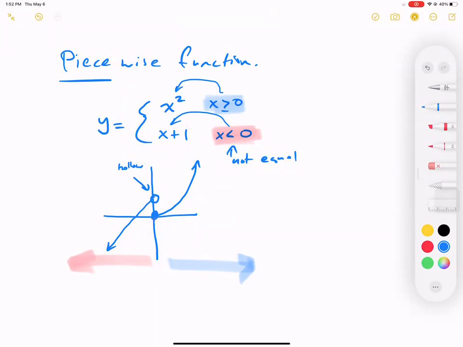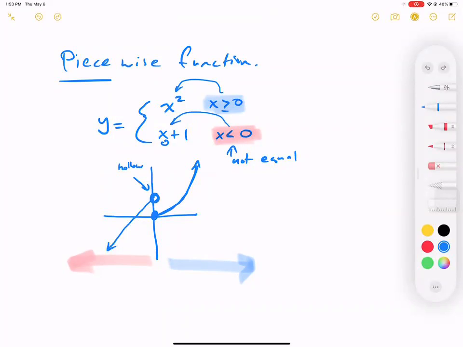So right here, we're going to start at 0, and we're going to become a parabola on the right side. But on the left side, if I plug in 0, what's 0 plus 1? 0 plus 1 is 1. I'm going to put a hollow circle because you're not allowed to be on it. And the slope is 1 over 1, so I'm going to go backwards, 1 over 1, 1 over 1, 1 over 1.